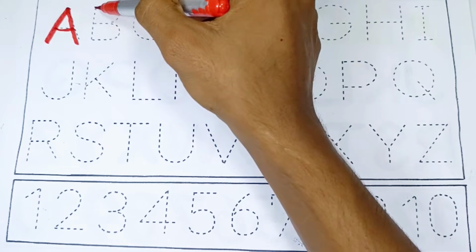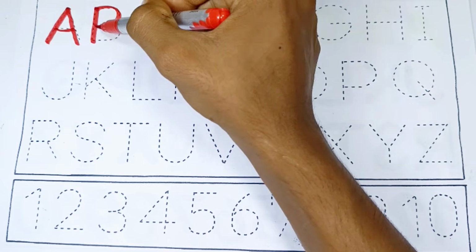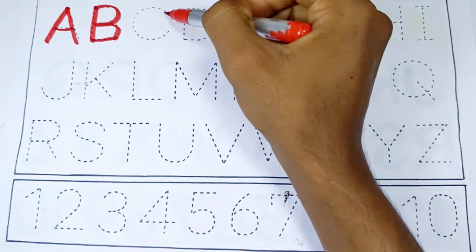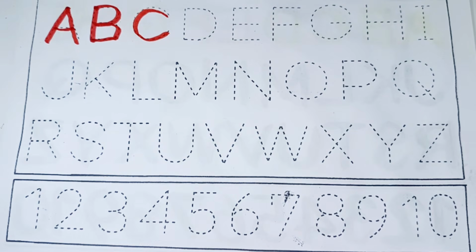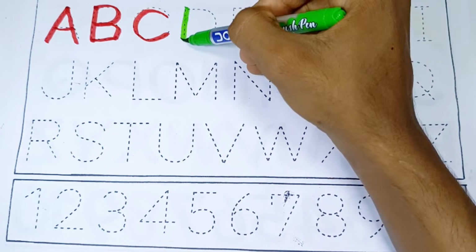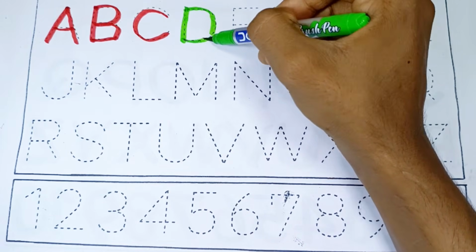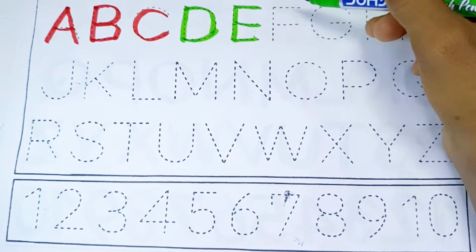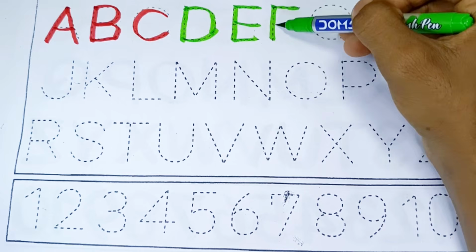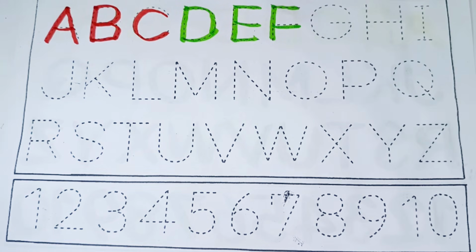A for apple. B for ball. C for cat. Kids, now you draw D. D for dog. E for elephant. F for fish. Kids, now you draw G.